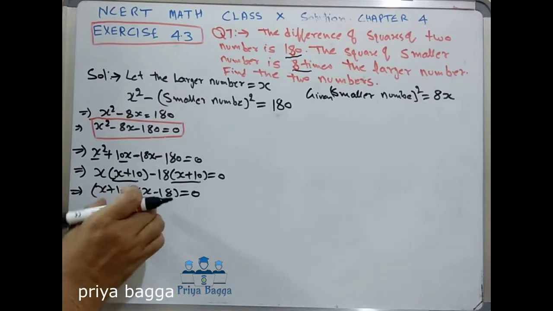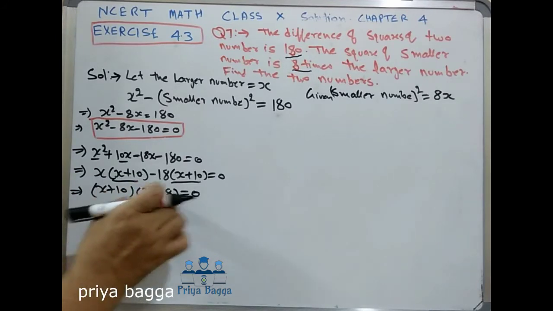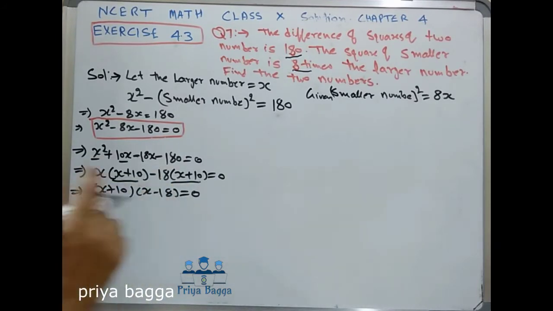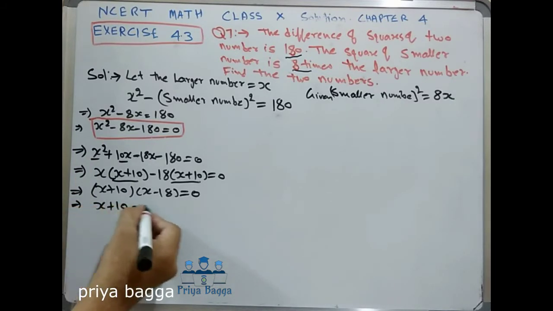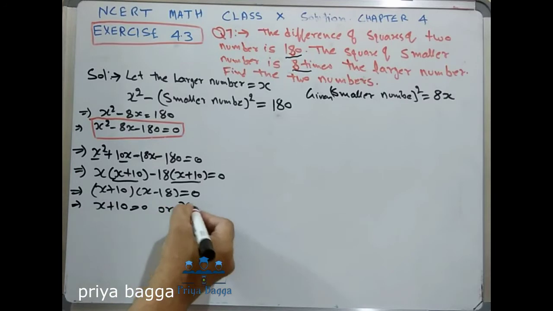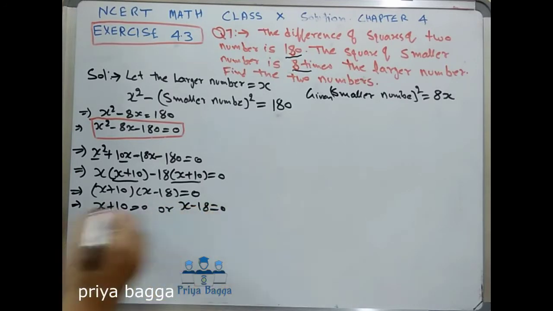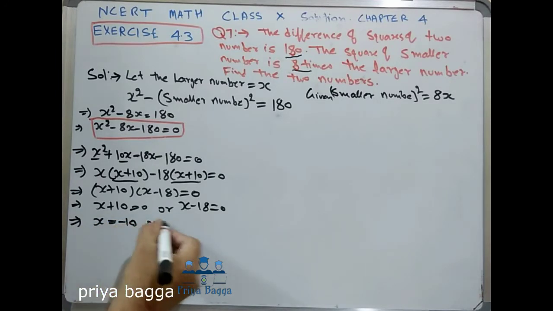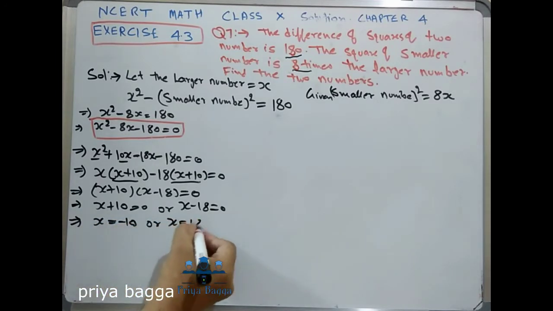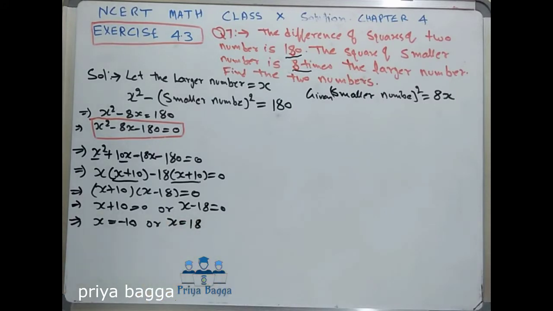Now, because the product of two numbers is equal to 0, it means one of them is 0. So x plus 10 is equal to 0 or x minus 18 is equal to 0, which implies x is equal to minus 10 or x is equal to 18. These two are the solutions of this quadratic equation. Okay, x is equal to minus 10 and x is equal to 18.